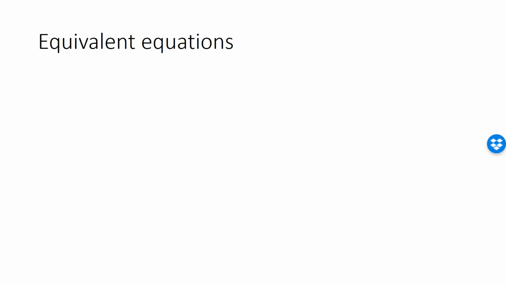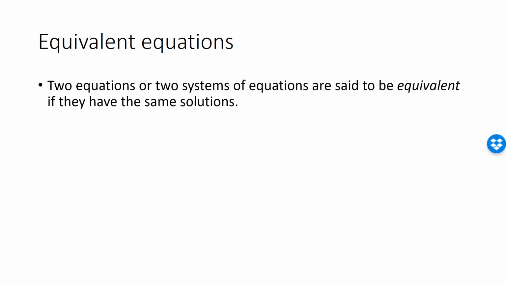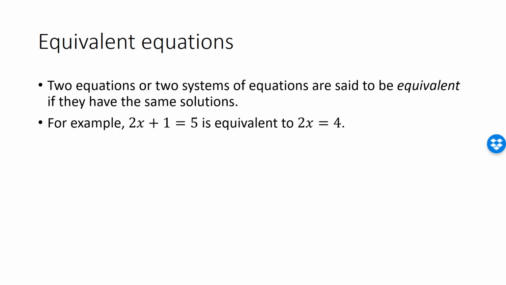Finally, the terminology equivalent equations and equivalent systems of equations. We say that two equations are equivalent if they have exactly the same solution or solutions. For example, the equation 2x plus 1 is equal to 5 has only one solution, x is equal to 4. The same is true for the equation 2x is equal to 4. And we say that these two equations are equivalent.